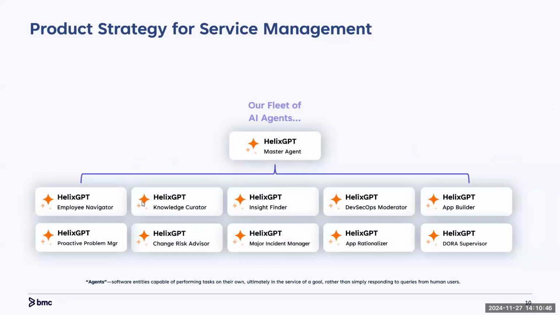Our product strategy leans into the concept of large action models. Basically, we're going to build a bunch of robots that will perform the actions mentioned in the previous slide. As an example, for me, it means HelixGPT Knowledge Curator, and that's what we're going to talk about today.